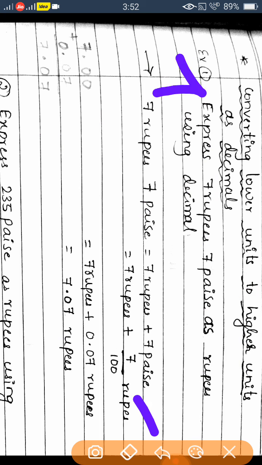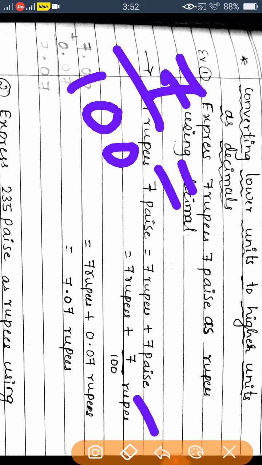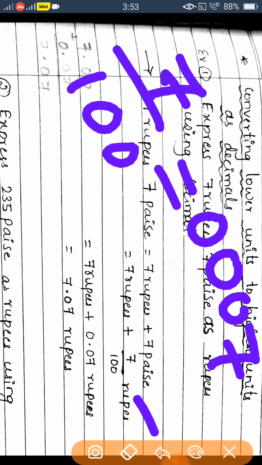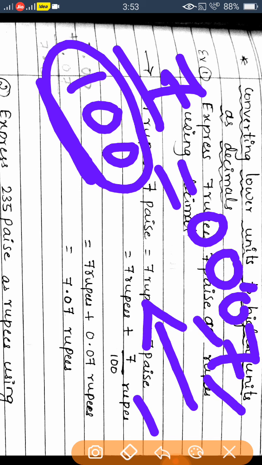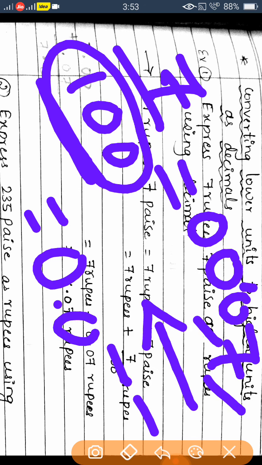Now 7 by 100. You know the decimals. How to convert to decimals: divided by 10, divided by 100 directly. See, we have to keep a number of zeros before the number in the numerator. How many zeros are there in the denominator? 2 zeros are there. So count from right to left, 1, 2. So before, you have to write, that is nothing but 0.07. Only one 0 is enough to write. So this is nothing but 0.07.